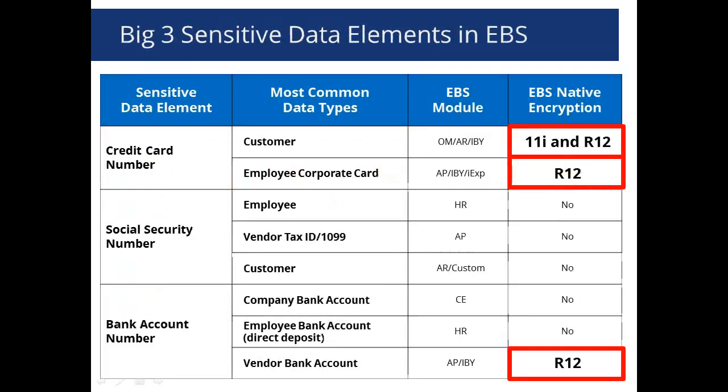The big problem, though, is it only covers several elements. So if you're running 11i, the native credit card encryption only does customer credit card numbers. It will not do the employee corporate card numbers. In R12, because Oracle rewrote the payments module, so Oracle Payments is basically a rewrite module within R12, they've expanded what's encrypted using the native encryption. So not only does R12 do customer credit card numbers, it does the employee credit card numbers, and also does vendor bank account numbers. But it does not do your HR bank account numbers. So that's kind of a gap.